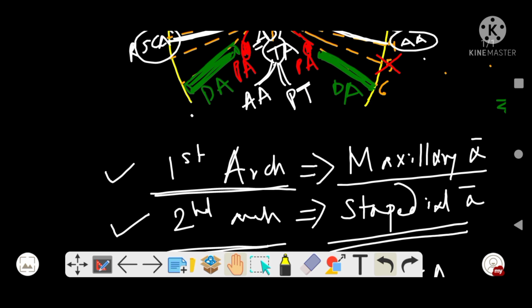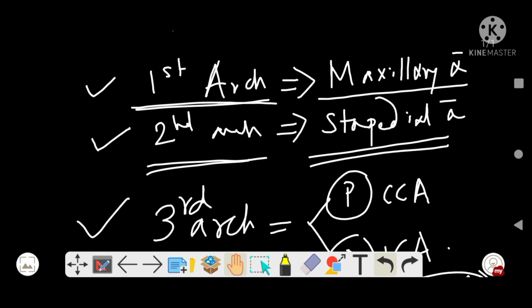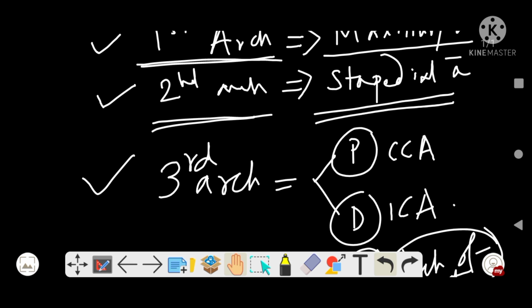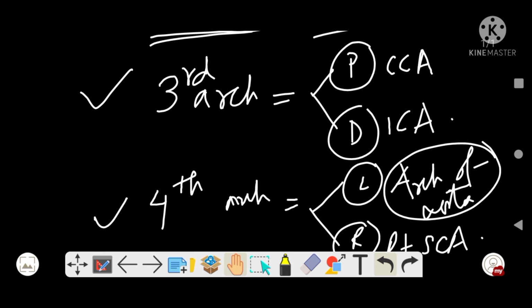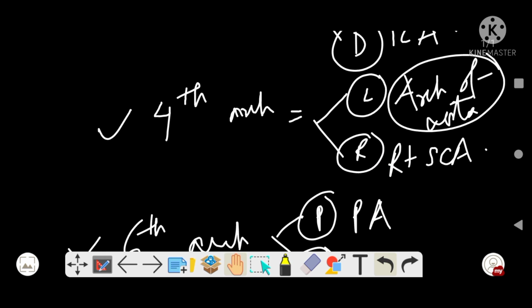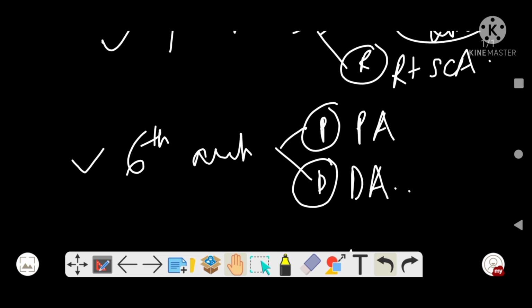read in the thorax portion. Okay, now revising here: first arch artery, maxillary artery; second arch artery gives the stapedial artery; third arch artery proximal portion common carotid, and distal portion internal carotid, that we saw. Fourth arch artery, the left fourth arch artery gives the arch of aorta; the right fourth arch artery gives the right subclavian artery; sixth arch artery proximal gives the pulmonary artery; distal gives the ductus arteriosus.